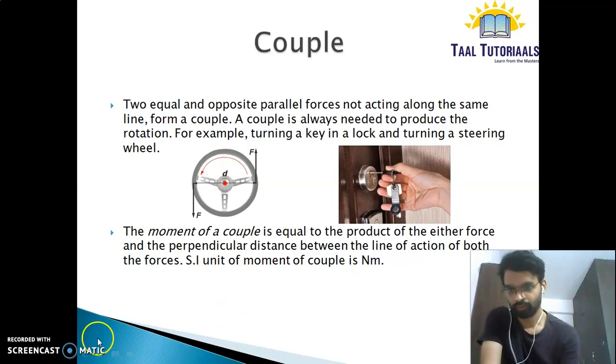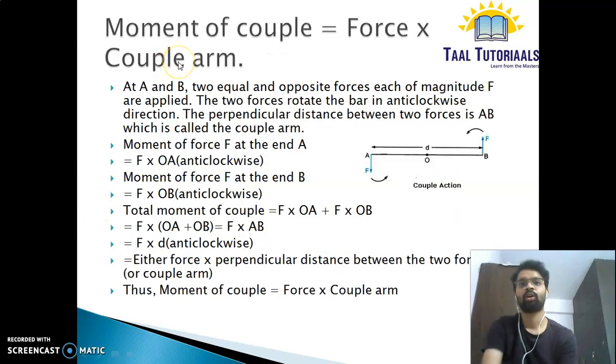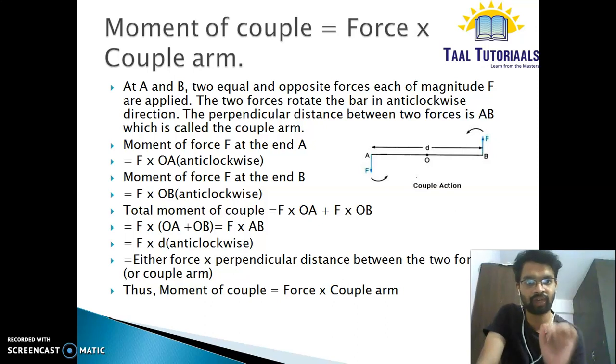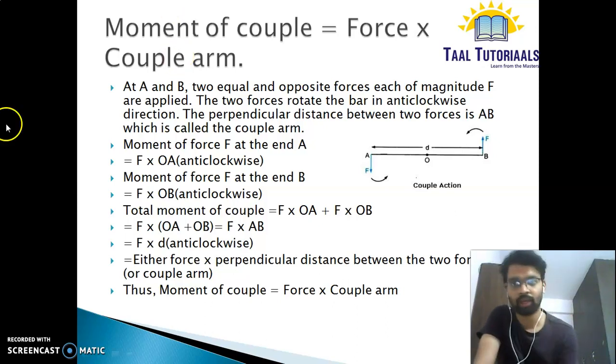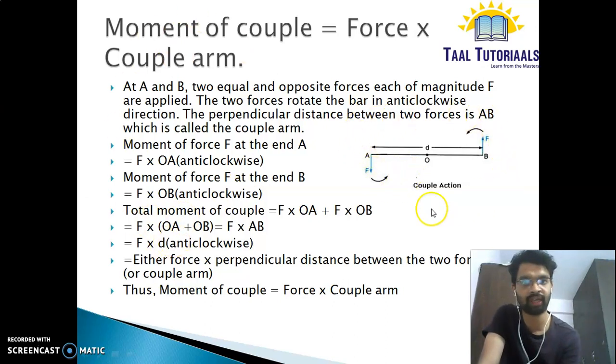Now, the last thing we will be discussing is the derivation of the moment of a couple, that is equal to force into couple arm. Class, beware of this. This is very important and it will be coming in your exam. Before going into the derivation, I want you to see this diagram very carefully.